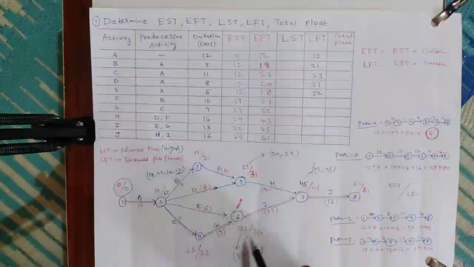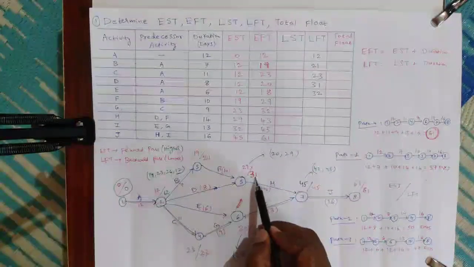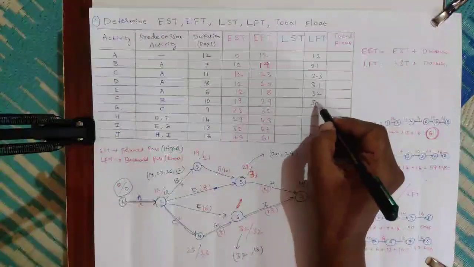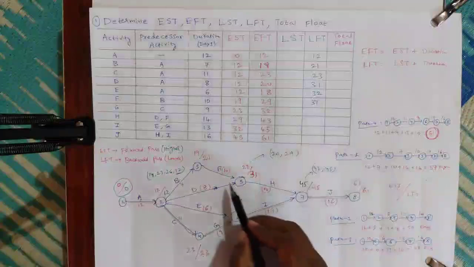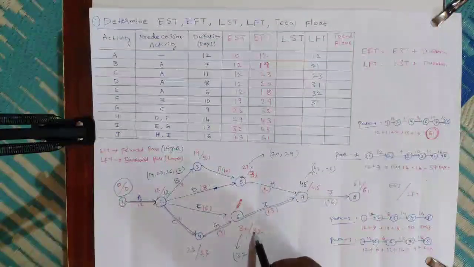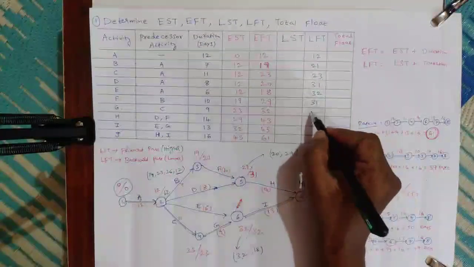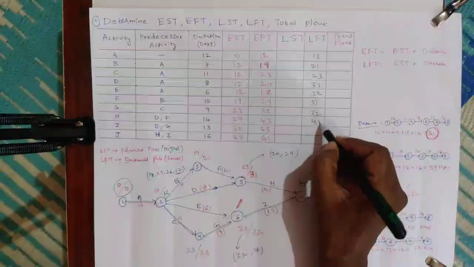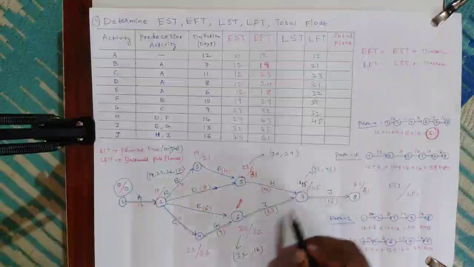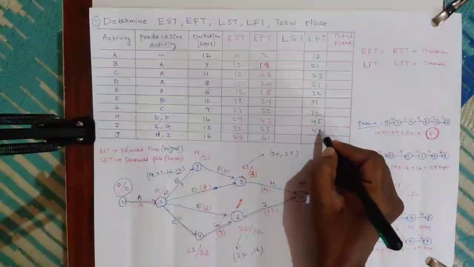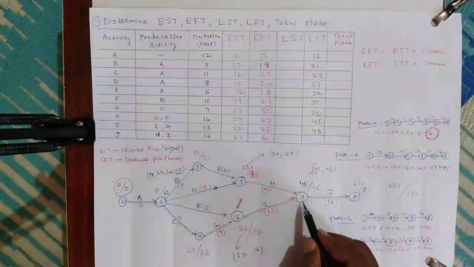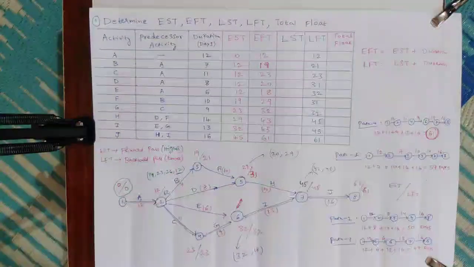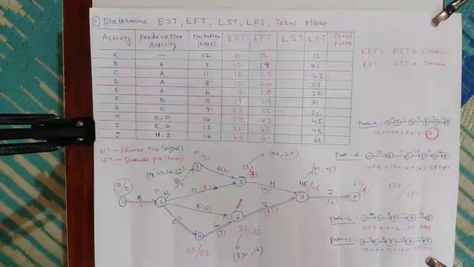For activity F, 31. For activity G, 32. For activity H, 45. And for activity I, 45. And for activity J, finish time 61. In this way we can draw LFT.